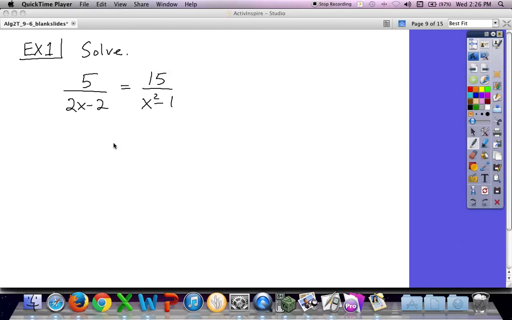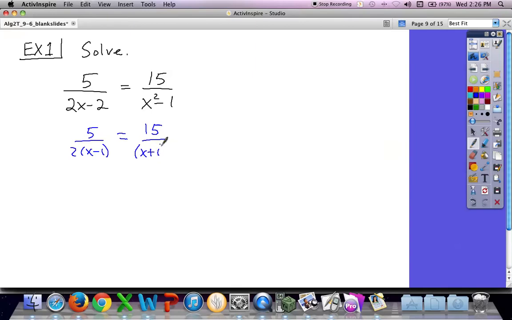We'll solve this the way we've already learned to solve. First step, factor the denominators. 5 over 2 times x minus 1 equals 15 over x plus 1 times x minus 1. Okay, find the LCD. LCD is, say we got a 2, we got an x minus 1, we got an x plus 1.